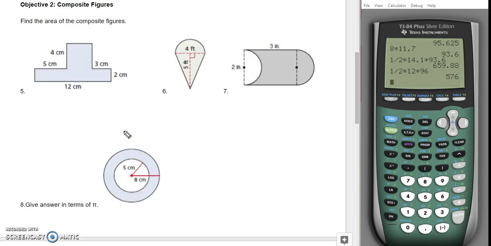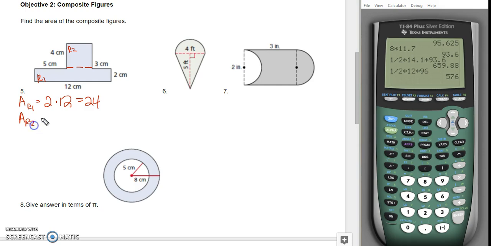Okay, objective 2 is composite figures. What we have here is a figure, and I need to find the area of it. So the best way to do that is to split it into 2 different rectangles. So here for rectangle 1, I have this bottom one, and here for rectangle 2, I have another shape. I can find the individual areas and add them together for the composite. So for the area of rectangle 1, that's going to be 2 times 12. So that's going to give me 24.